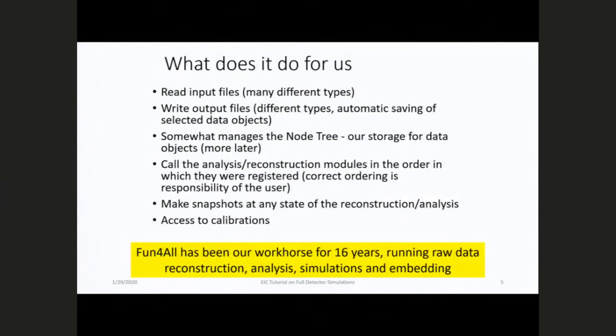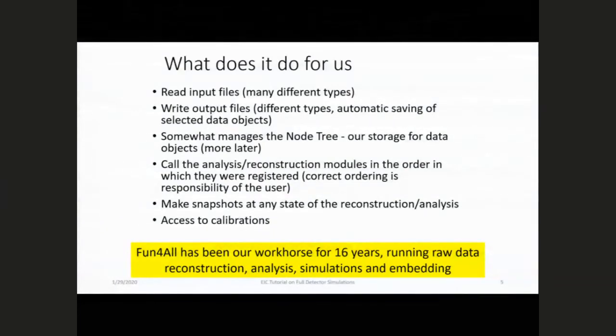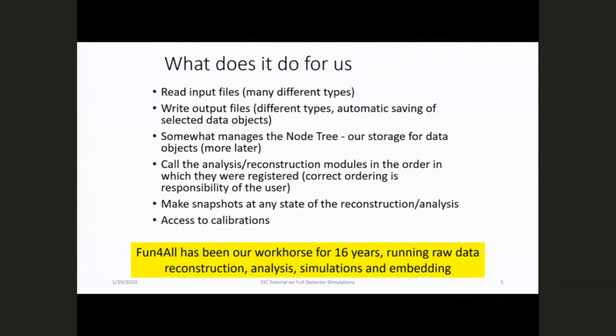So what does it do for us? It reads input files, many different types. It writes output files, again, many different types. There's automatic saving of your selected data objects, so your code doesn't really have to take care of the saving. It basically just dumps it on the node tree. And as I said, we clean the litter box and make sure it goes into the right place. It somewhat manages the node tree. That's the litter box and the feeding station, where things get data from input data back. So that's our storage for data objects.